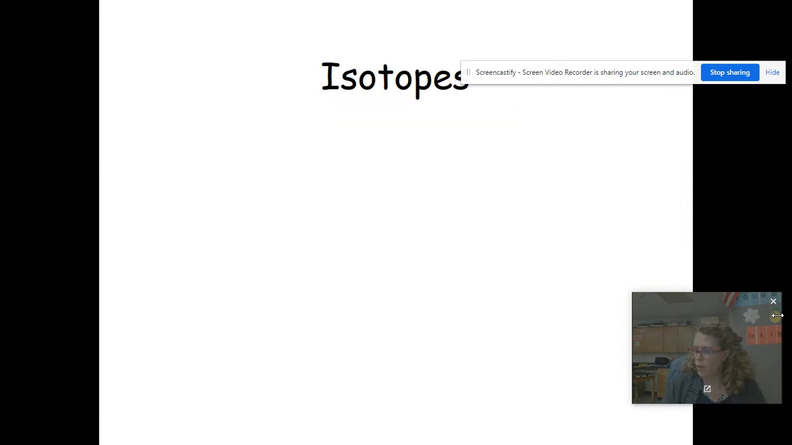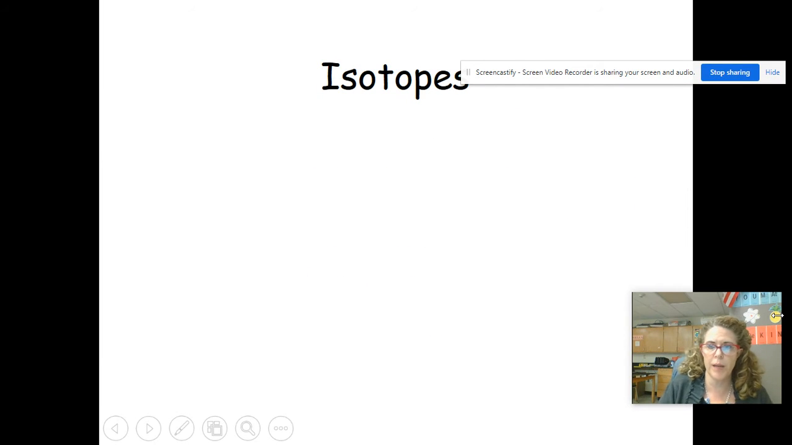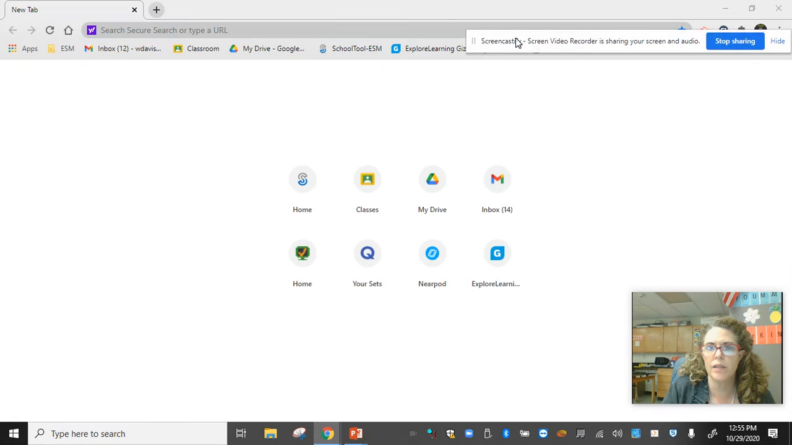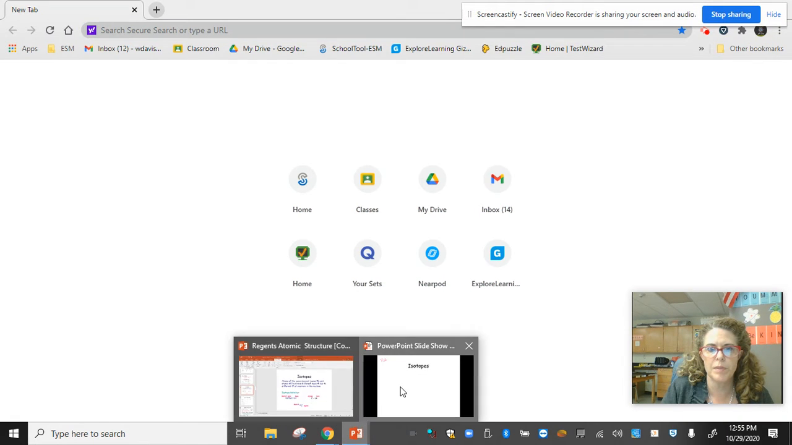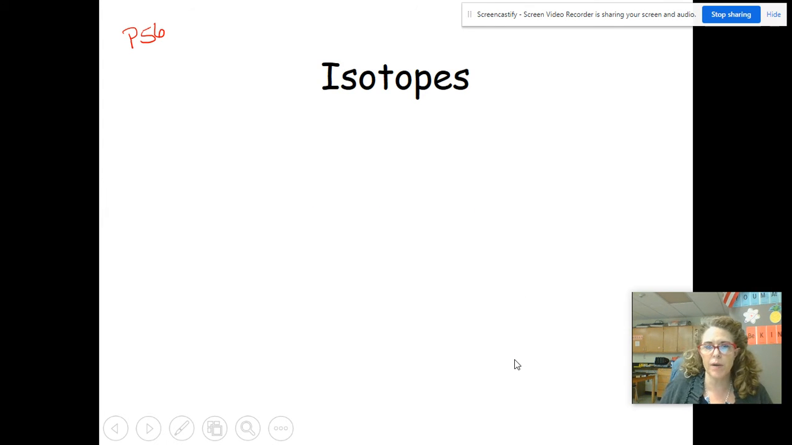All right, welcome back. We are now on the bottom of page number 56. Just going to move my little icon up here back. Okay, so we are talking about isotopes.